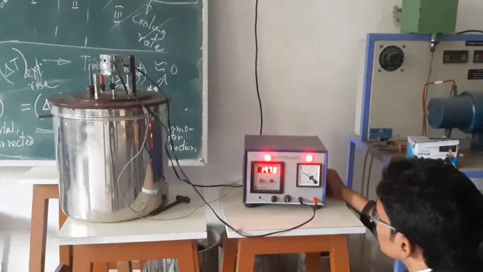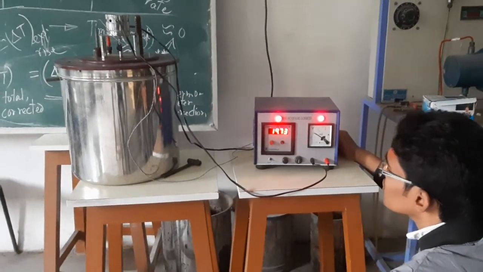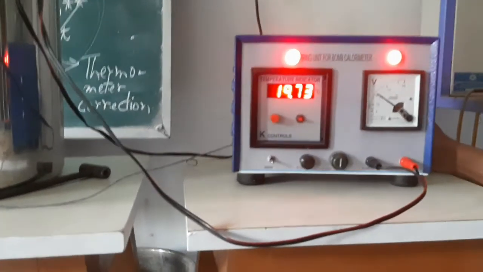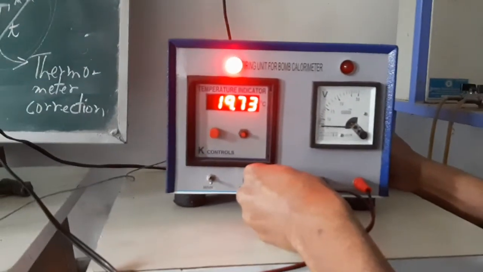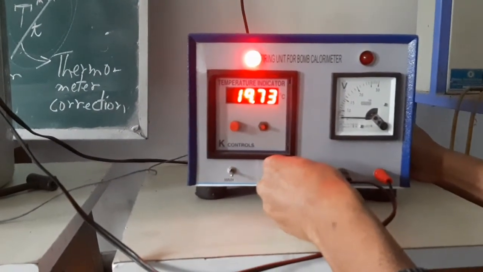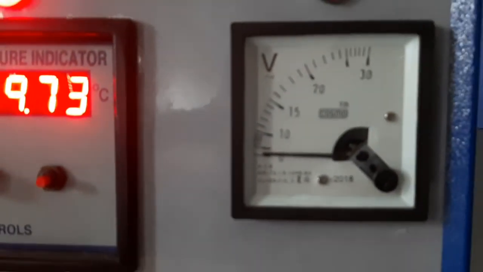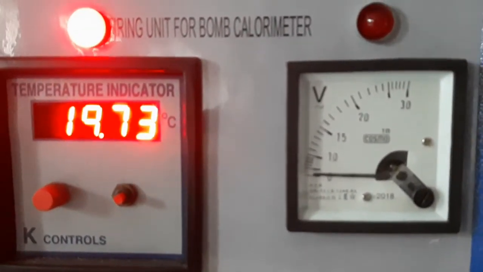Okay, so this is phase 3 of the experiment, where you will see how the firing switch comes into play and how the temperature rise is noted by us. After the firing switch is pressed, you can see the voltage becomes 0. The voltage suddenly drops from 18 or 19 volts to 0, and the ignition switch is off. That means there is no connection now between the anode and the cathode.